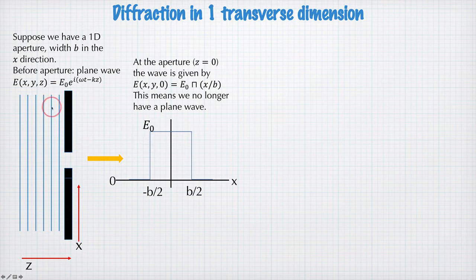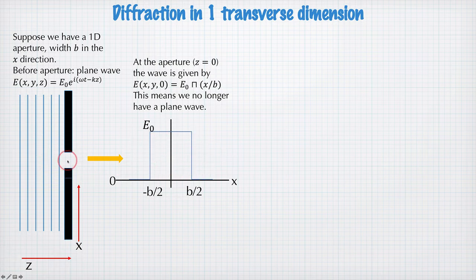A plane wave is infinite in extent. In this example, it will be infinite in the X dimension, but we've truncated it everywhere except for this aperture. And so if we think now about the direction that the wave is propagating here, then we have to think about what the values of kx are in this waveform. Because it's no longer a plane wave, we must have other values of kx.